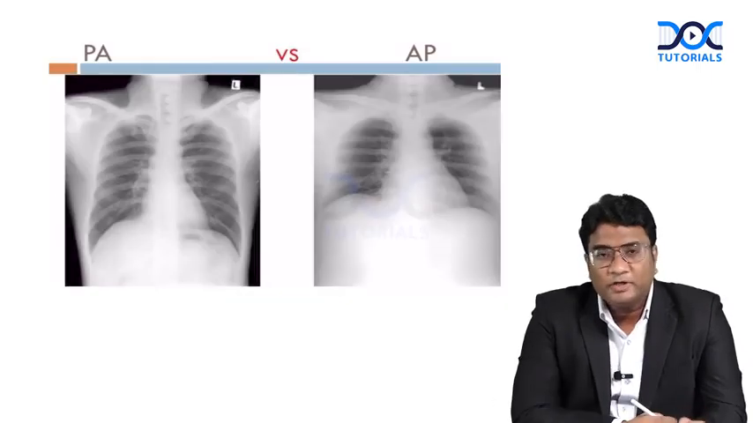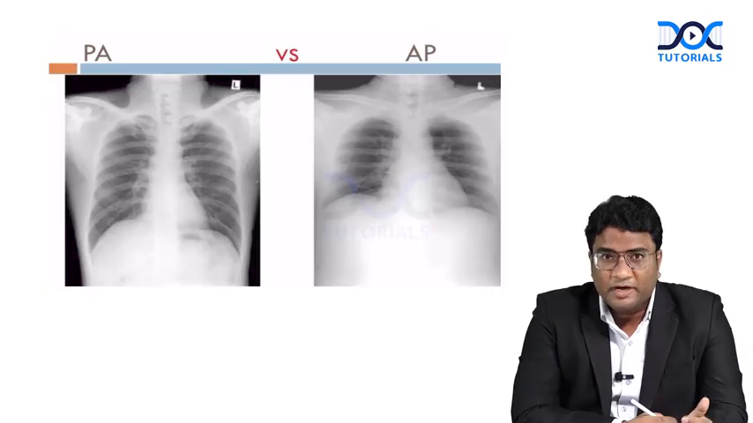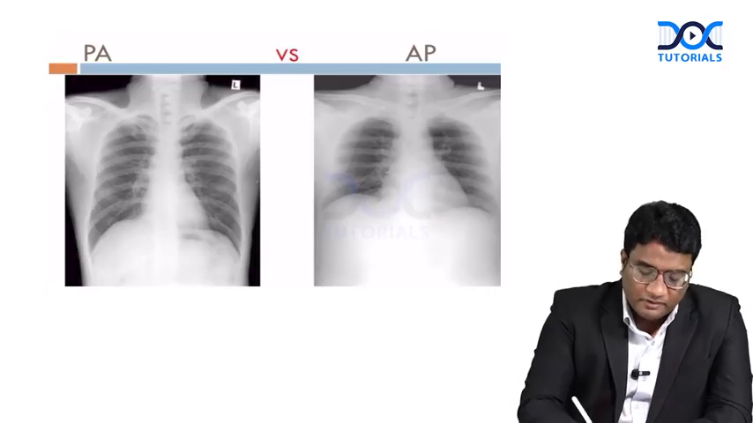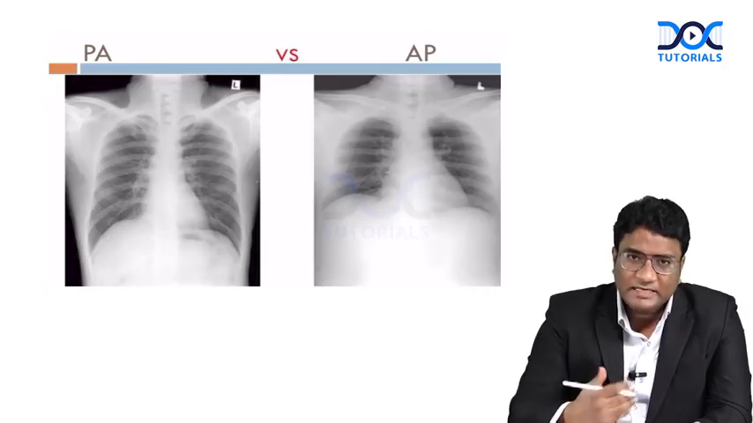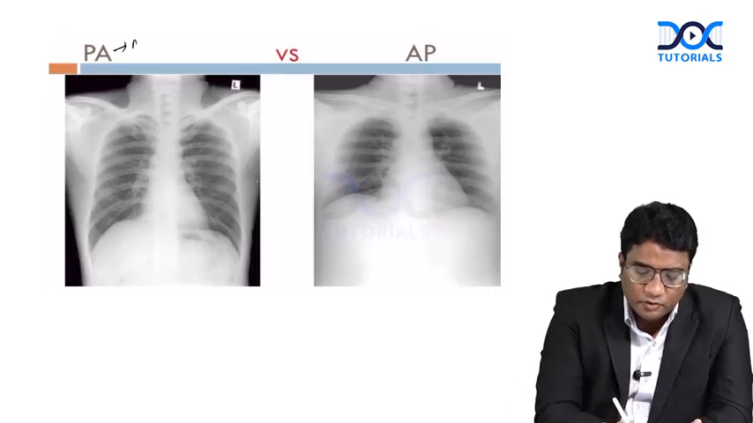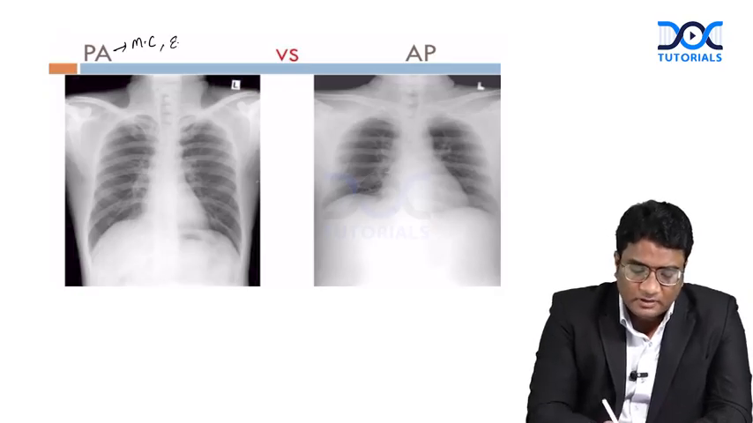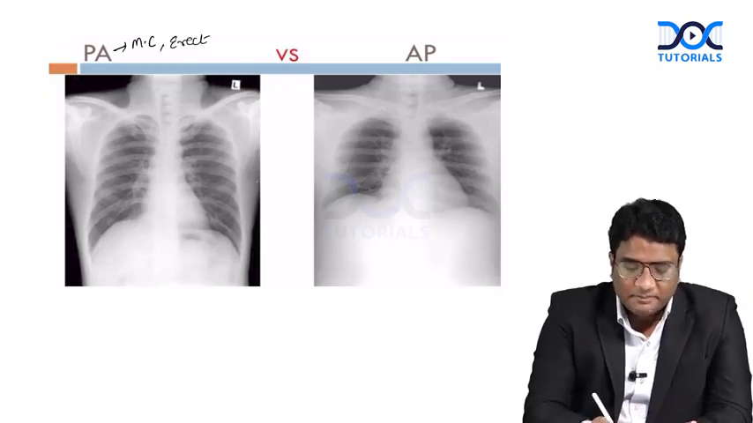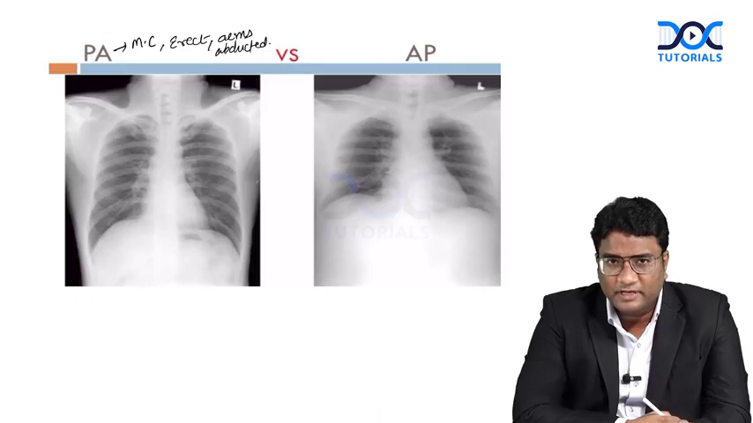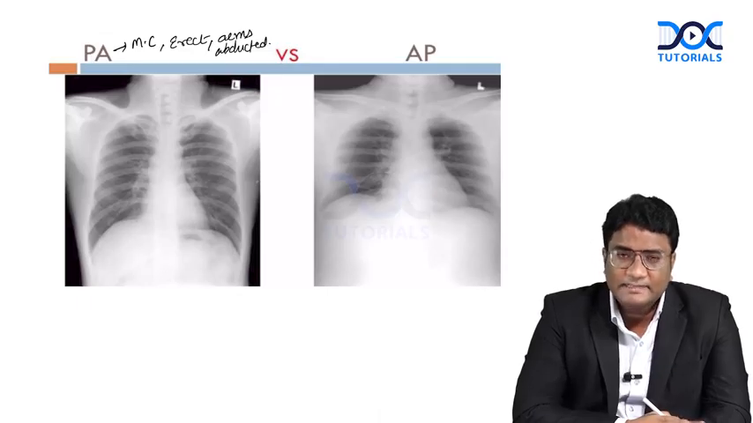It is also important to look whether it is a chest radiograph PA view, that is posteroanterior view, or AP view, that is anteroposterior view. In the PA view, the patient is standing erect. PA view is the most common chest radiograph done. It is done in erect posture, with the arms abducted and taken in full inspiration.